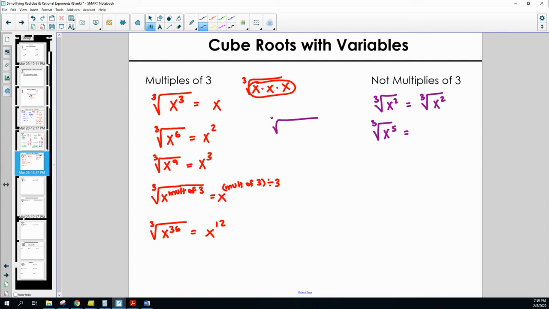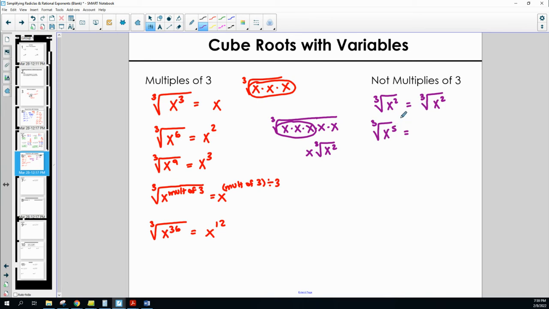Let's think of it visually first. We have x to the 5th, so that means there's 5 x's multiplied together. If I'm taking the cubed root, I need 3 of the same. So 1, 2, 3 of the same. That's going to come out of the radical as an x. And then in the radical, there's 2 x's that we didn't use, so that's going to be x squared on the inside. Visually, we can draw it out like that and circle it.